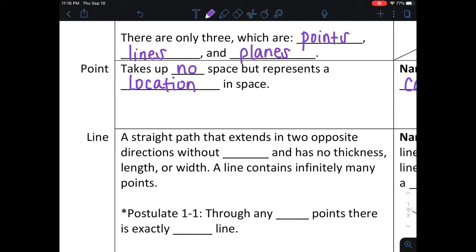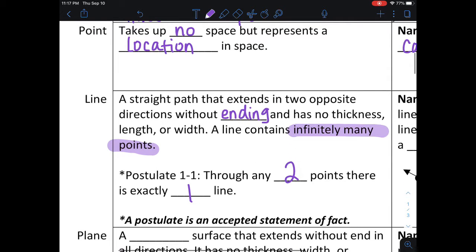A line is a straight path that extends in two opposite directions without ending. So basically it goes on forever and ever, and has no thickness, width, or length. A line contains infinitely many points. So if a point doesn't occupy any space, then neither can a line if it's made up of infinitely many points. Through any two points, there's exactly one line. Again, through any two points, there's exactly one line that you can draw through them.